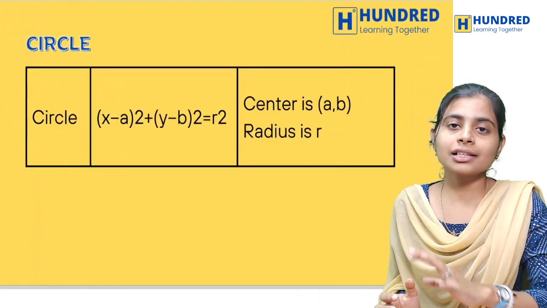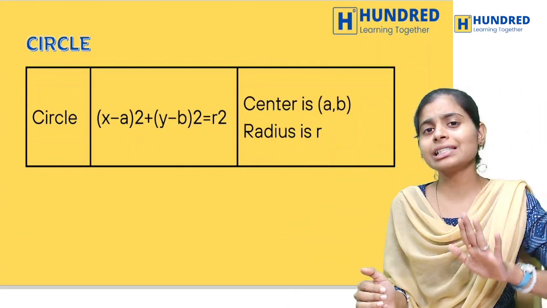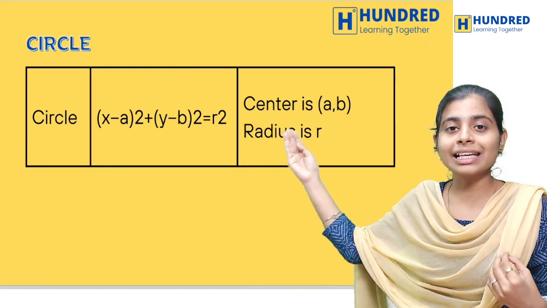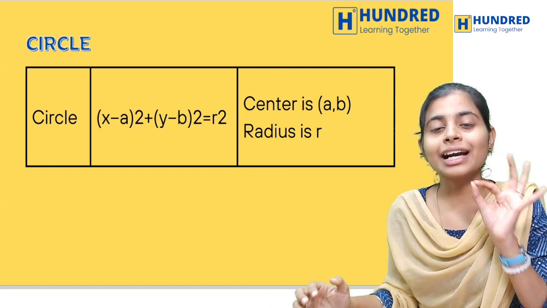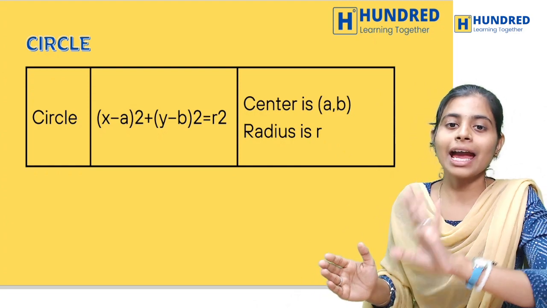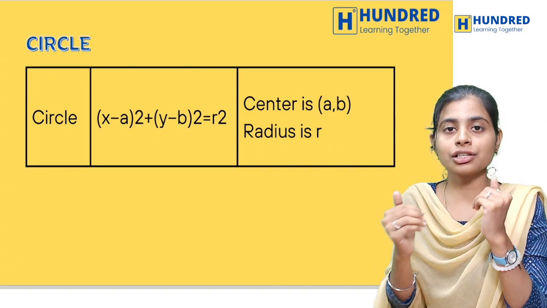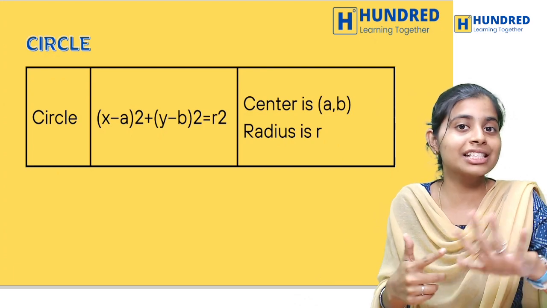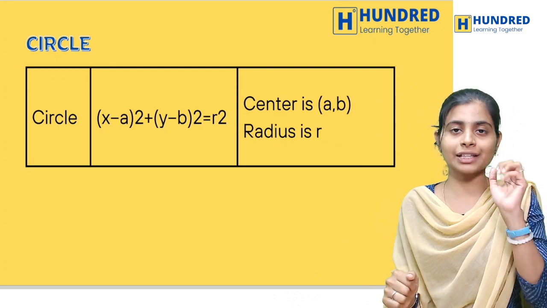So we know that the circle has a center and radius. So the center and radius form of a circle has the equation (x minus a) whole square plus (y minus b) whole square equal to r square. So here a and b are the coordinates of the center, that is (a, b), and the radius is r. So if a question asks us to find the equation of a circle and the center and radius are given, we have to use this formula to find the equation of the circle.